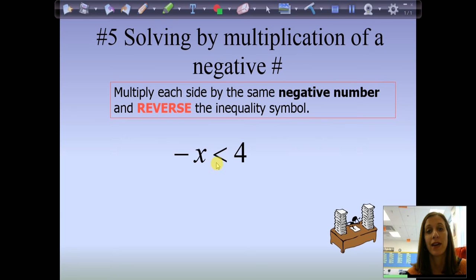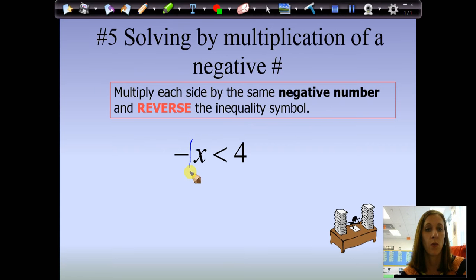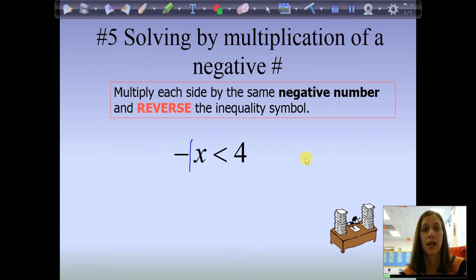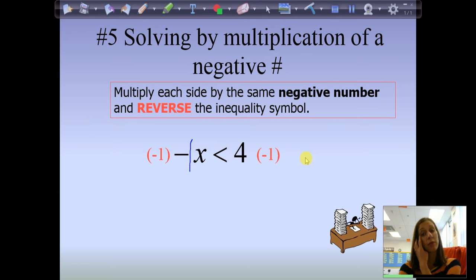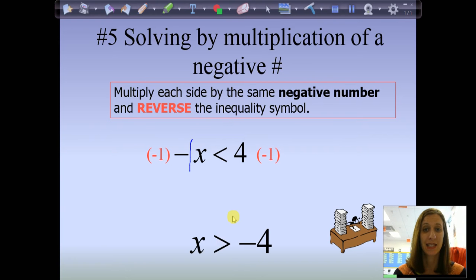So negative x is less than 4. First of all, everyone should realize that this is a negative 1x, and what we're going to do is multiply both sides by negative 1. You could divide both sides by negative 1. Negative 1 times negative 1 is going to give me an x, and then negative 4 times negative 1 will give me a negative 4. The inequality was open towards the 4, and when I multiplied both sides to maintain a true statement, I need to change the direction of the inequality symbol for my final answer.